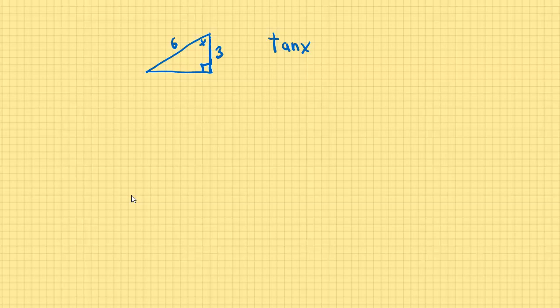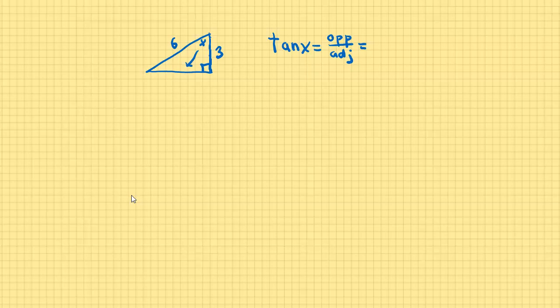We want to find the tangent of x. We know that the tangent is always the opposite side divided by the adjacent side. Now, let's take a look at what information we have, okay? The hypotenuse is 6, so that's not going to be part of the tangent because it uses the opposite side and the adjacent side. Now, if you look at angle x, the side opposite angle x is unknown, okay?